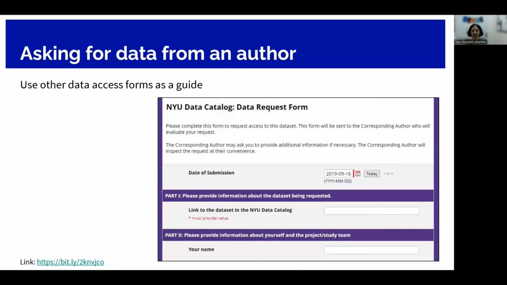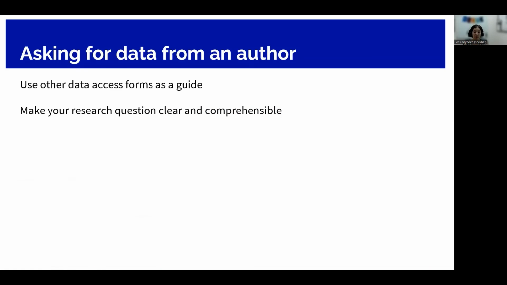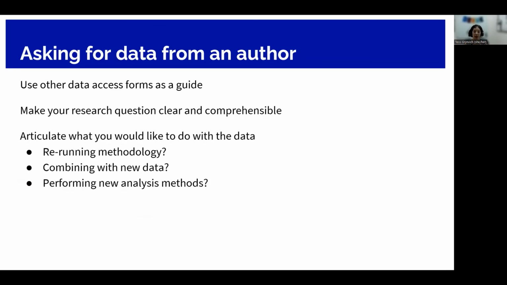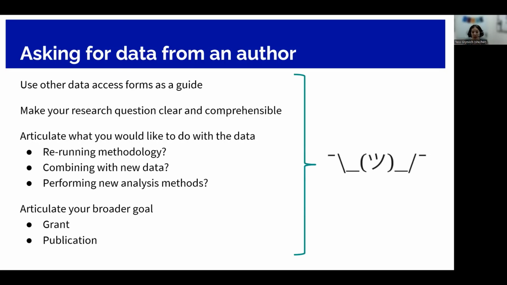So how do you ask for data from an author? You can use other data access forms as a guide, for example, this data access form from the NYU data catalog. In general, you should make your research question clear and comprehensible. Articulate what you would like to do with the data, such as rerunning methodology, combining with new data, performing new analysis methods, and articulate your broader goal. Is it to apply for a grant or write a publication? But in the end, there are no guarantees. The author can always deny sharing their data.